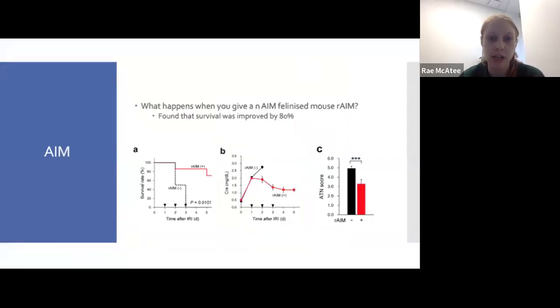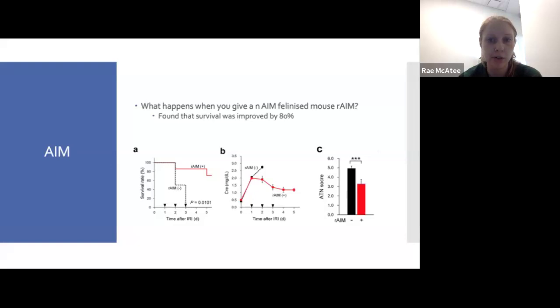And that's kind of what they looked at in felinized mice. So if they give felinized mice recombinant AIM, then that ameliorated the AKI, and could this be a potential therapy? So again, with these figures, you can see that there was higher survival of the mice given recombinant AIM, and their creatinine plateaued and then showed improvement, and that their acute tubular necrosis scoring was lower than those that weren't given the recombinant AIM.